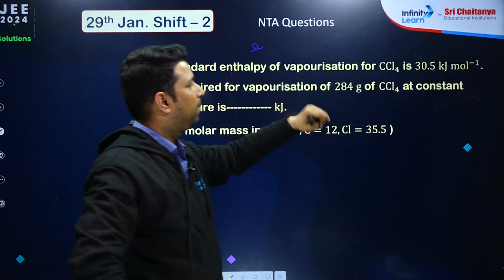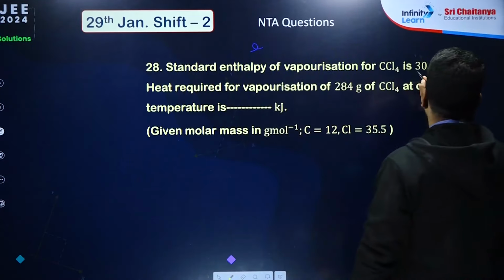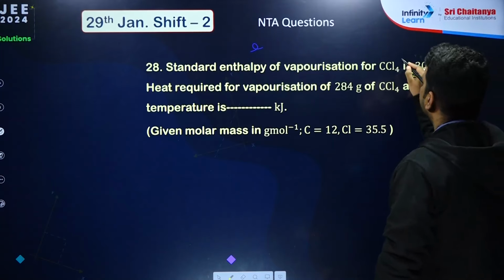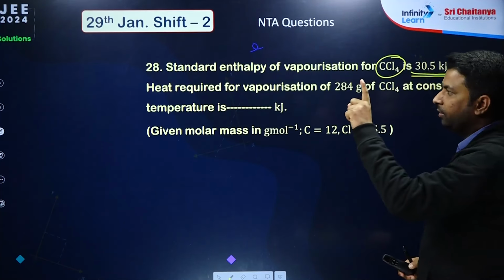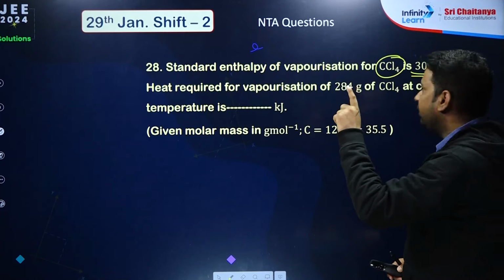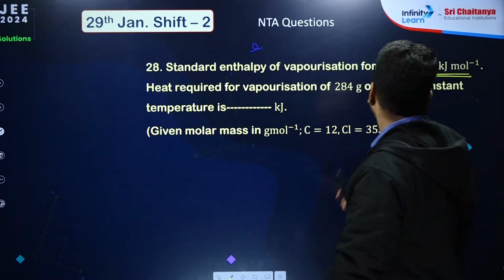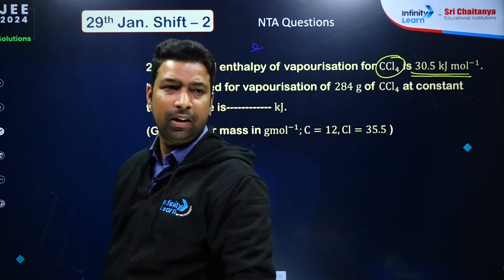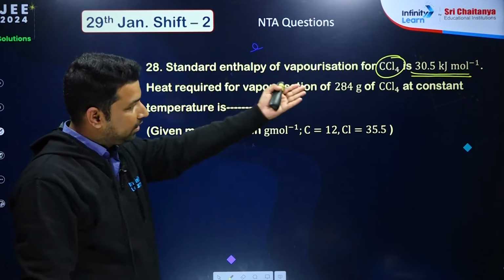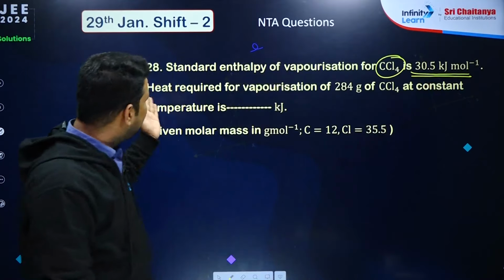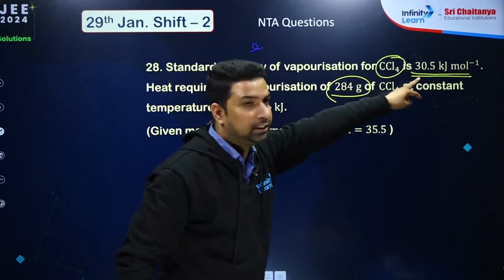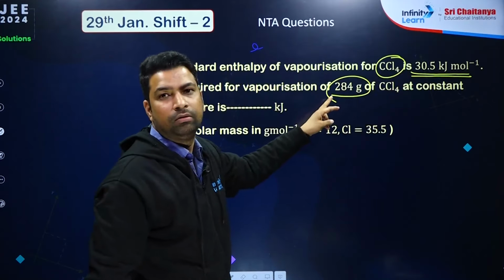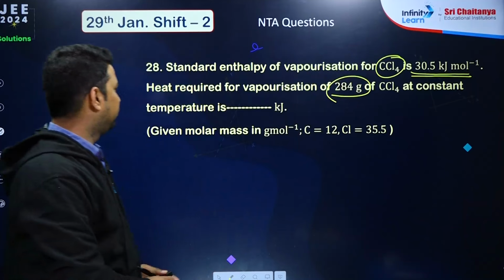Come to question number 28. Standard enthalpy of vaporization is 30.5 kilojoule per mole for CCl4. Means if 1 mole CCl4 is vaporized, then the energy required is 30.5 kilojoule per mole. It is for per mole. So the question says, heat required for the vaporization of 284 gram. For 1 mole, this much is required. I have to calculate the moles and multiply by this. You will get the answer.